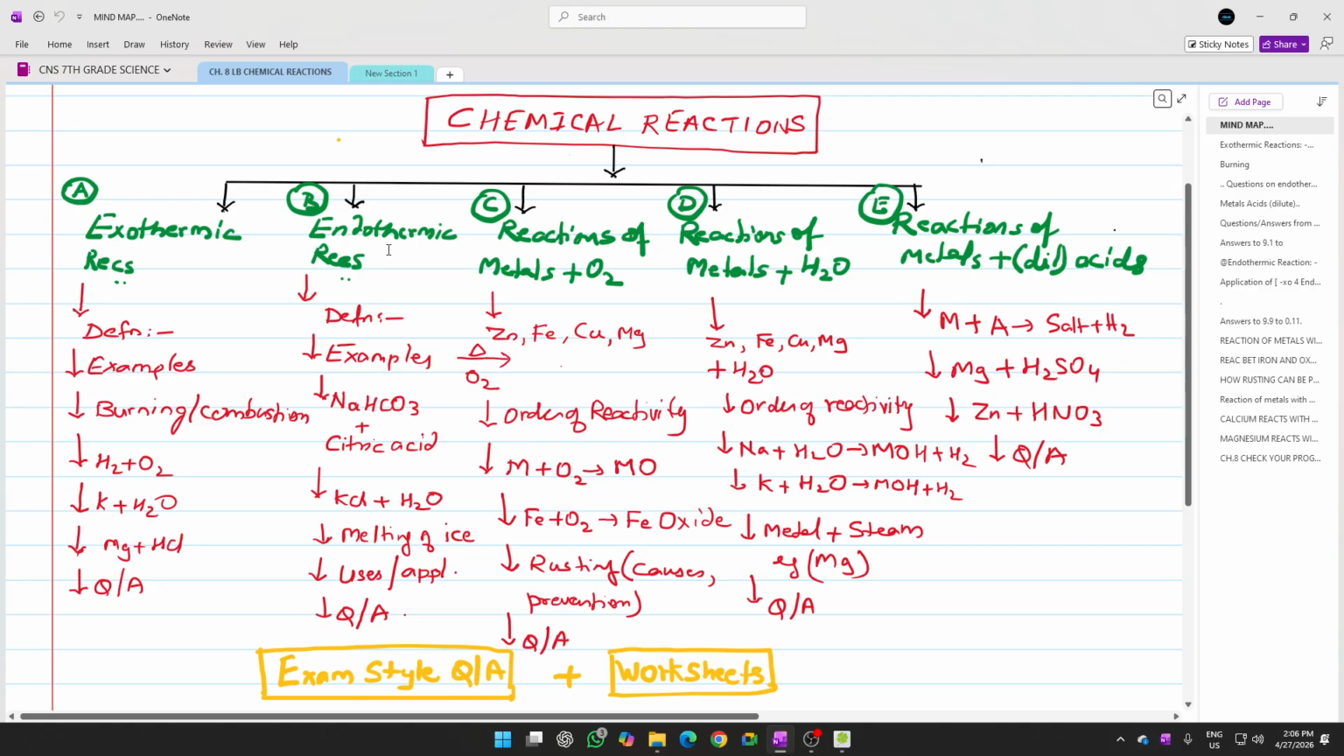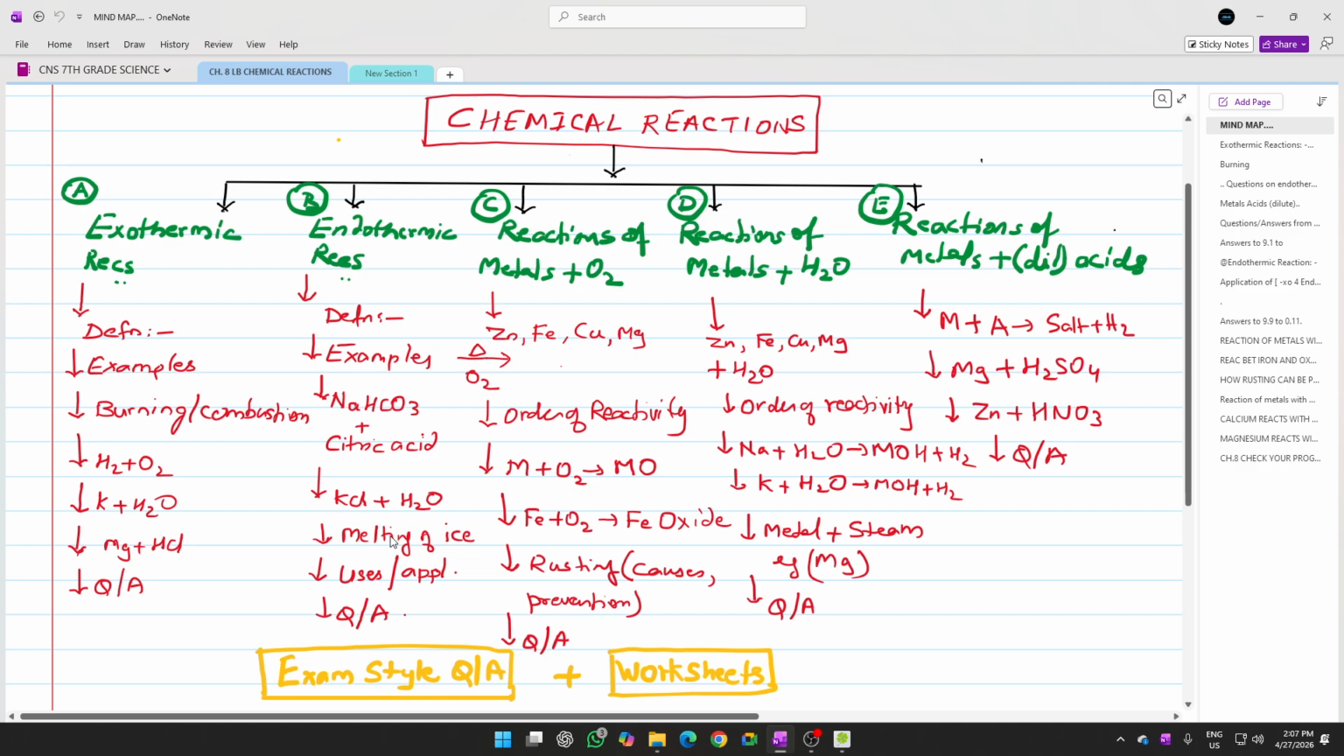Again, this reaction, that is KCl plus H2O. Now, KCl is potassium chloride. When this potassium chloride reacts with water, this is also a reaction which comes under endothermic reaction. Then melting of ice is again an endothermic reaction. Yes, it is an endothermic reaction.